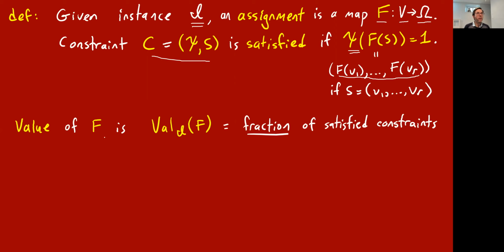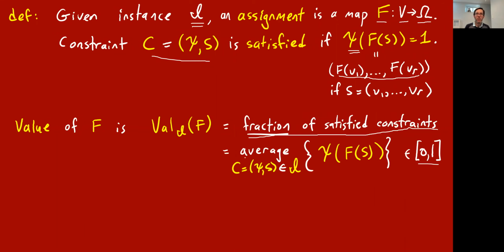Further definition, we say the value of F is, I'm going to call it not the number of satisfied constraints, but I prefer to call it the fraction of satisfied constraints. Pretty much the same difference. I do that because I want the value of an assignment to always be between 0 and 1. So a funny way to write it would be you average over all the constraints of just the predicate applied to the scope with this assignment F. And that works because I have my predicates outputting 0 or 1 for whether or not they're satisfied. So if you just average all these 0, 1 values, you indeed get the fraction of satisfied constraints.